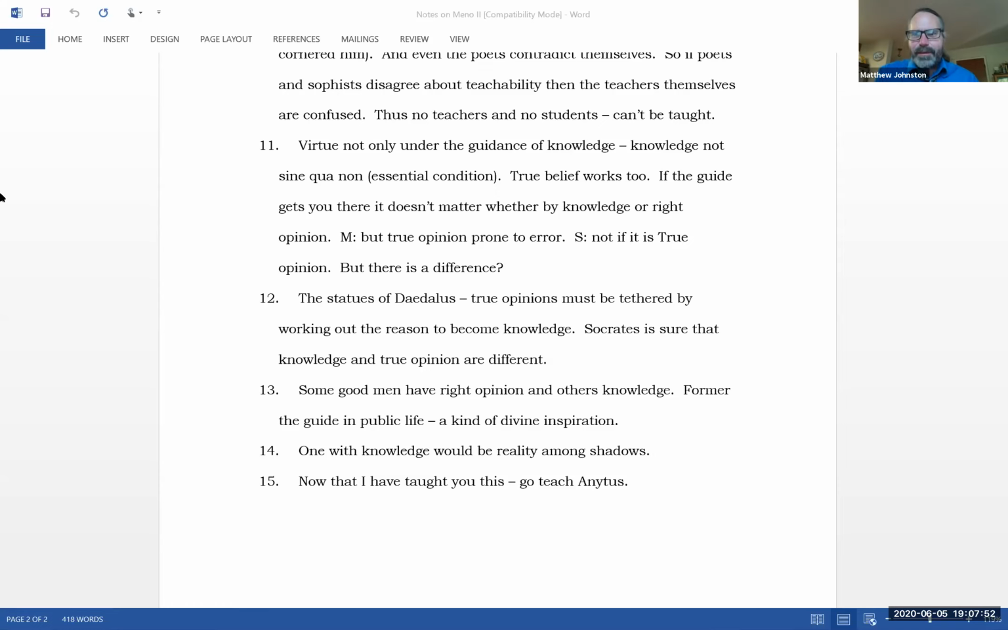Same kind of thing. You're weighing the reasoning and the reasons and the evidence for things back and forth. That is what reasoning is. Plato is trying to show what reasoning is. And Socrates is trying to show Meno how you teach virtue.